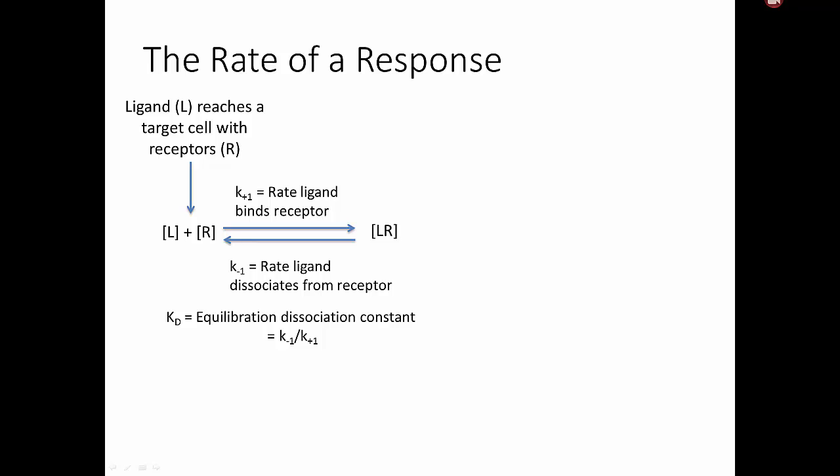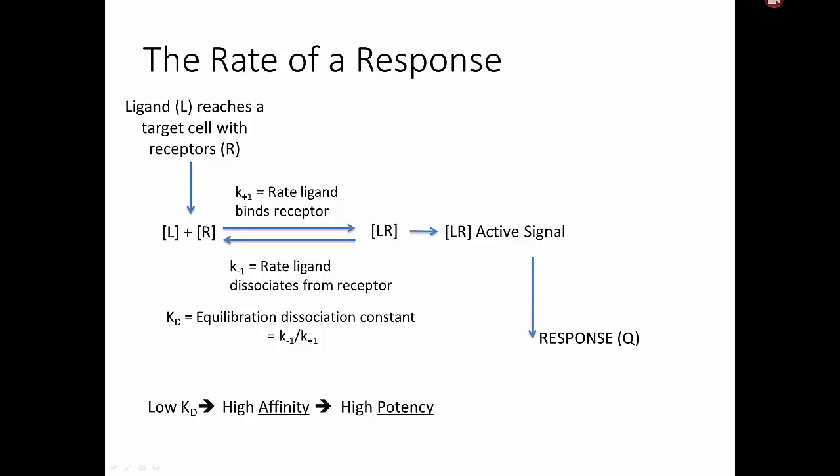Kd is the rate at which a ligand unbinds a receptor. Therefore, a low Kd means the ligand does not leave the receptor easily and has a high affinity for that receptor, which in turn results in a very potent response. Now that the ligand is bound to the receptor, a signal is initiated which integrates with other cellular signals to create an overall cell response that is transmitted to the whole body. This response is called Q.